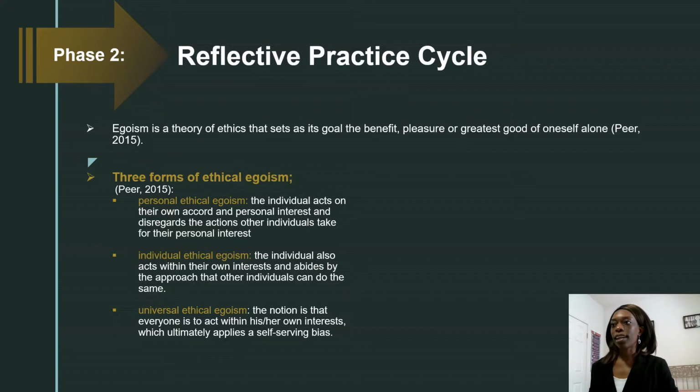Personal ethical egoism, which is when an individual acts on their own accord and in their personal interest and disregards the actions of other individuals taking for their own personal interest. Individual ethical egoism, which is when the individual also acts within their own interest and abides by the approach that other individuals can do the same. And universal ethical egoism, which is the notion that everyone is to act within his or her own interests, which ultimately applies to a self-serving bias.